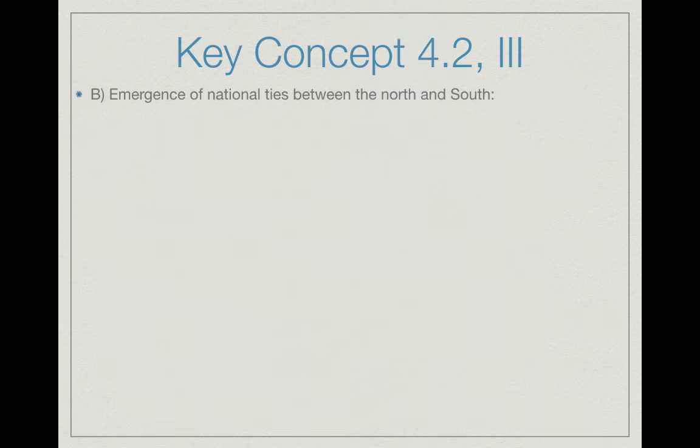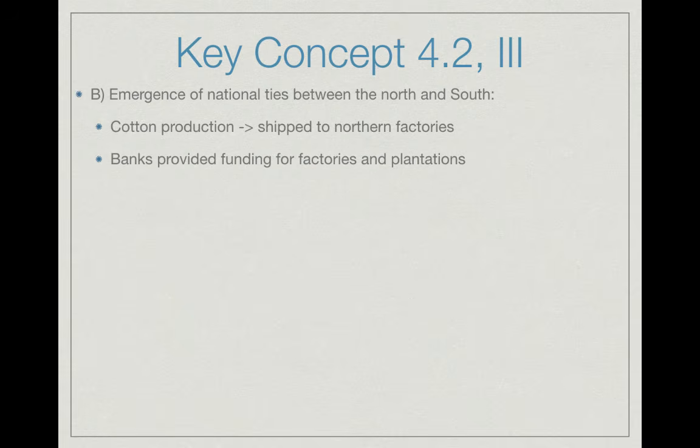So we see this emergence of national ties between the North and the South. Cotton production in the South is enormous, and this would be shipped to northern factories and made into different textiles. Banks would provide funding for both factories and plantations in the South, as well as equipment for plantations. And then we have the emergence of a distinctive Southern identity.